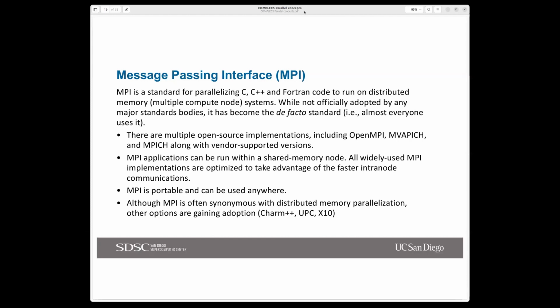So there are other distributed memory parallelization libraries out there, so you might run into other types of frameworks. I think Johnny was on the call earlier, who in the past worked with a Charm++ application. So this is sort of a non-MPI application that uses this other distributed memory parallel programming framework. There are others out there, but they're just not as popular.